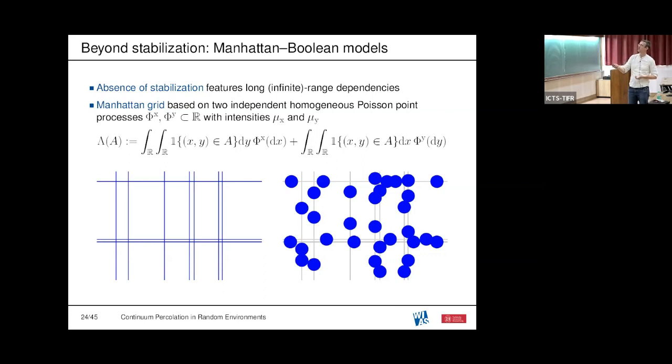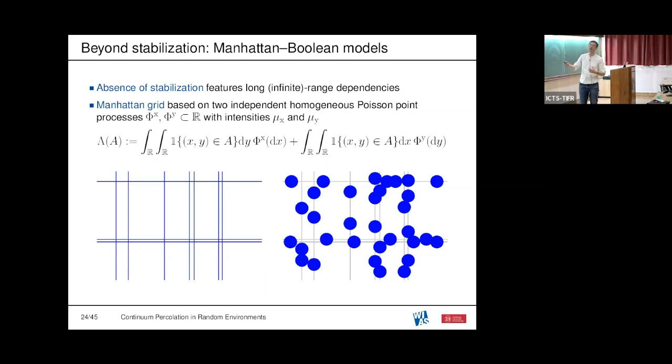You have a Poisson point process on the x-axis, and a Poisson point process on the y-axis, independent, of course. On every point, you draw a line and you get a rectangular grid. And then you put the Poisson points on top independently. This is a non-stabilizing situation.